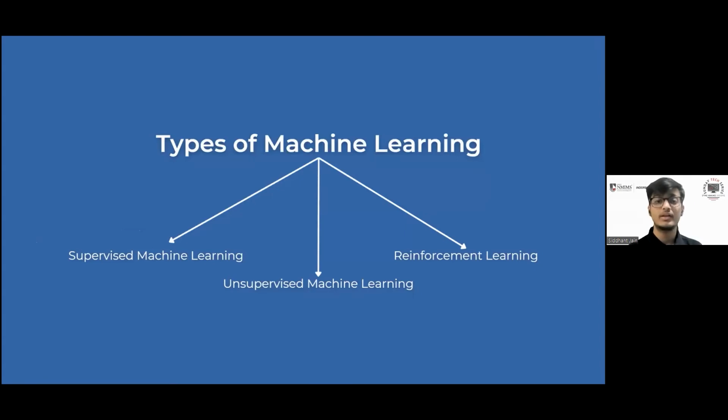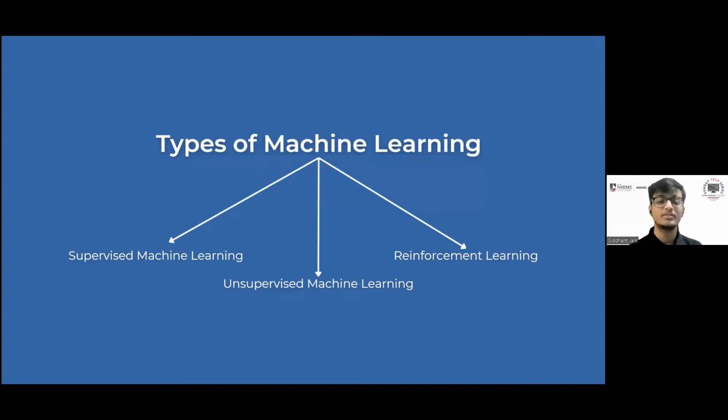Primarily, machine learning is of three types. The very first one being supervised machine learning. As the name suggests, you have to supervise your machine learning while you train it to work on its own. It requires labeled training data, or training data that has some output variable in it.